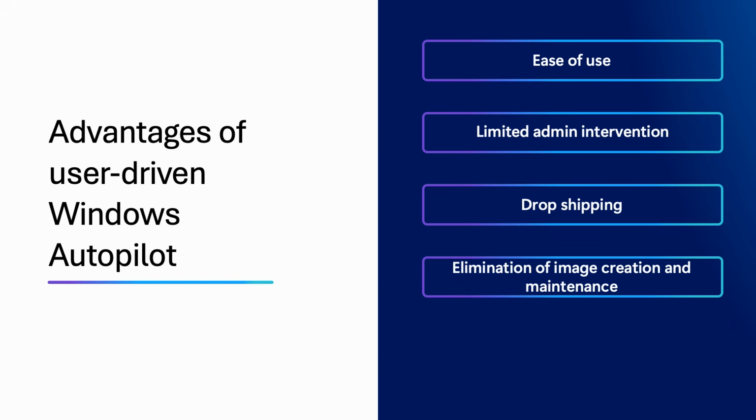Gone are the days of creating and maintaining custom images for each device type. Autopilot uses the out-of-the-box image provided by the OEM, which is then customized during the provisioning process. This not only reduces the workload for IT, but also ensures that devices are always up to date with the latest security patches and features.